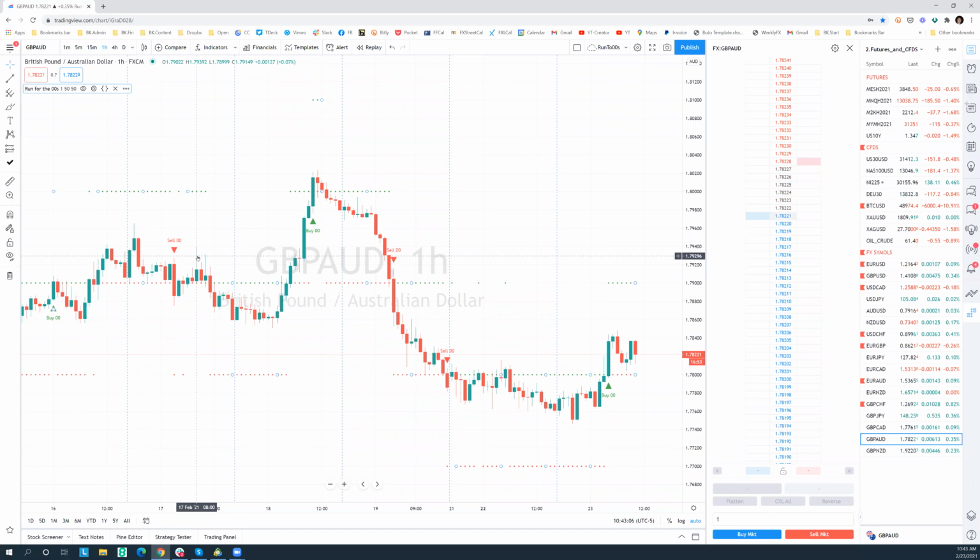Oh, and look at the NAS. NAS is really starting to take off. So that was another good example where we were buying off the moving average value. This was the second in that slice, but it definitely worked.